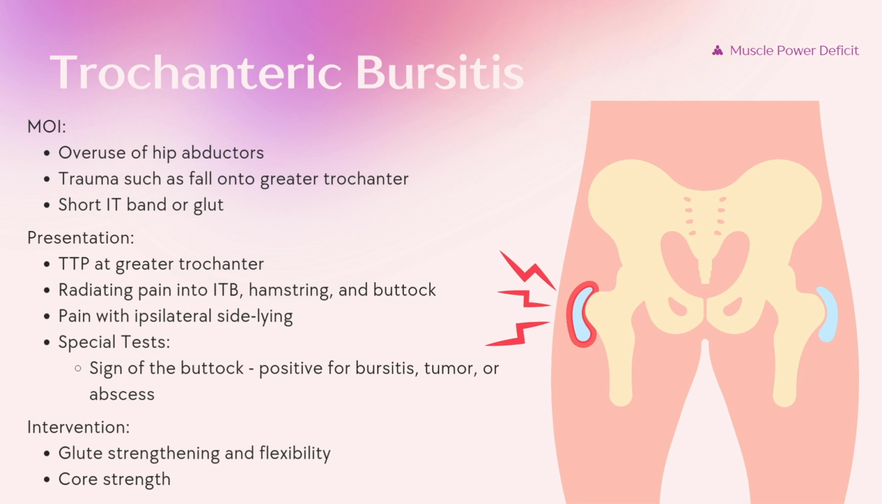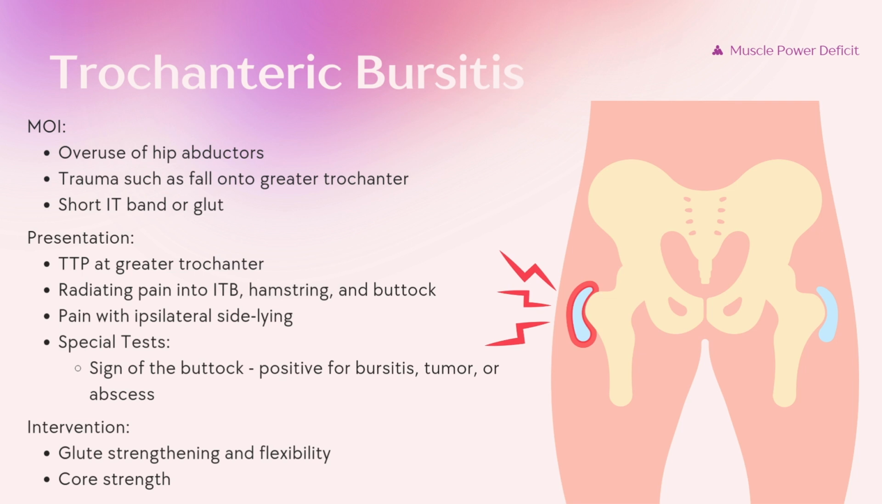Special tests include sign of the buttock, which will be positive for bursitis, tumor, or abscess. This is performed with the patient in supine. You perform a straight leg raise, and once at end range, you flex the knee to slacken the hamstring, and then see if the hip can flex any more. It would be a positive test if the hip cannot flex further when the knee is flexed, which is a non-capsular pattern of the hip range of motion, or you would have an empty end feel.